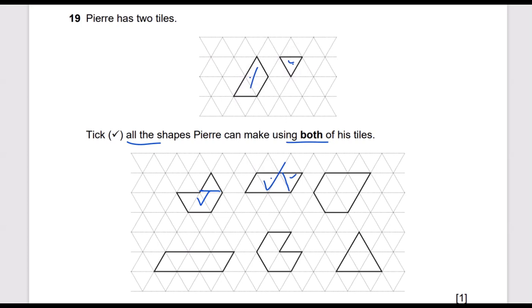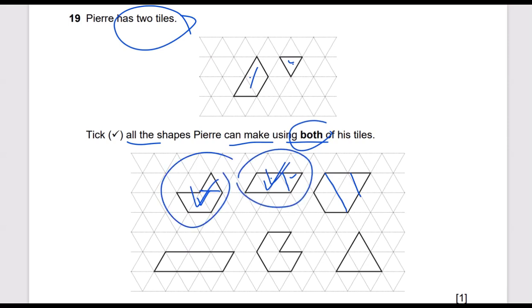Next, this one. All the shapes that can be made using both of these tiles. There are only two tiles. This is more than two tiles, I guess, so it's three tiles. So no, not this one. Only two. So this is more than two tiles. So we just take this one and this one. That's it, this is our answer. Okay, next.